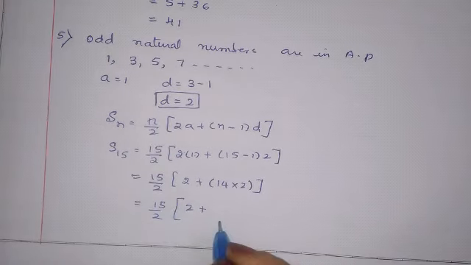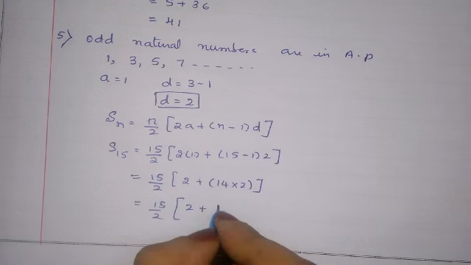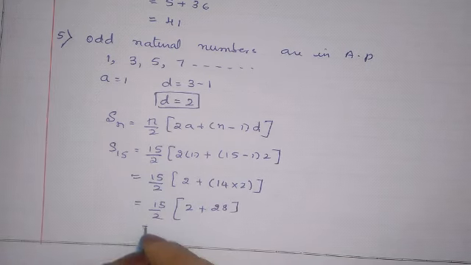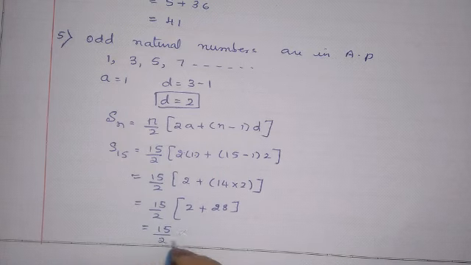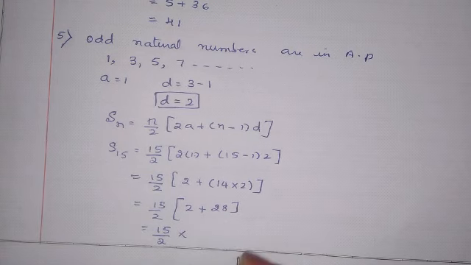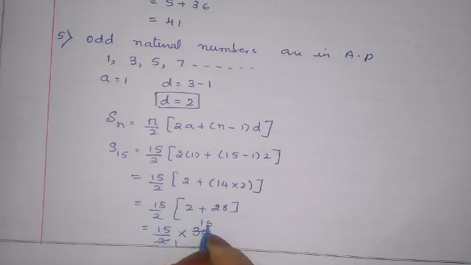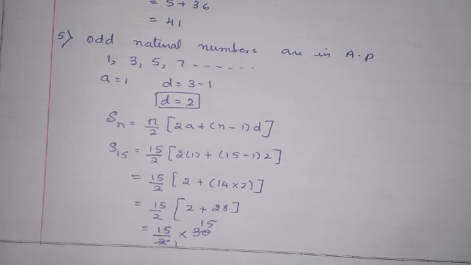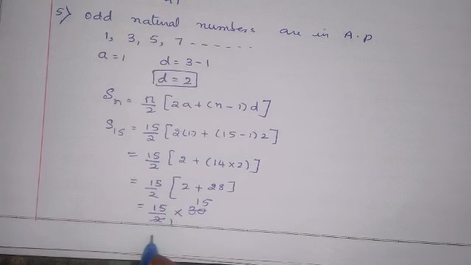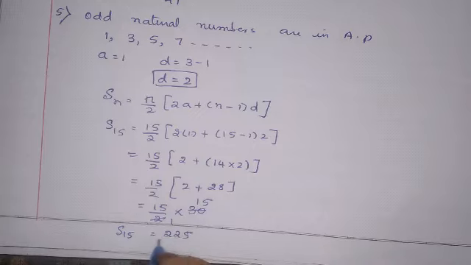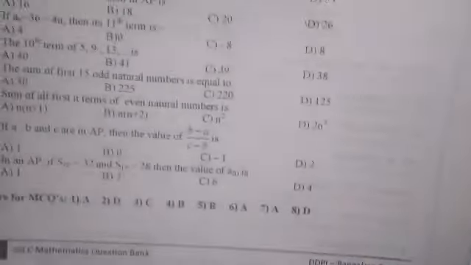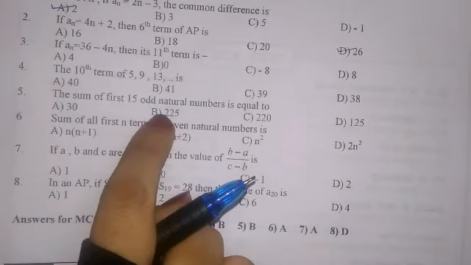2 plus 14 2s are 28. So here 15 by 2 into 28 plus 2 is 30. 2 ones are 2. 2 15s are 30. So 15 15s are 225. So S15 is nothing but 225, which is the correct answer. So here the given option B is 225.